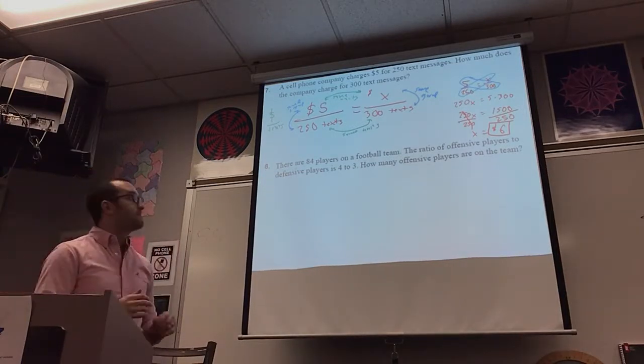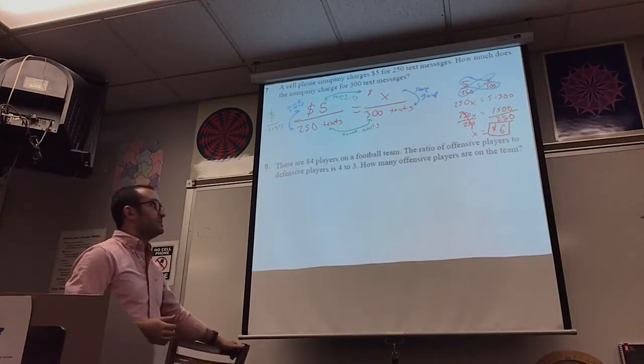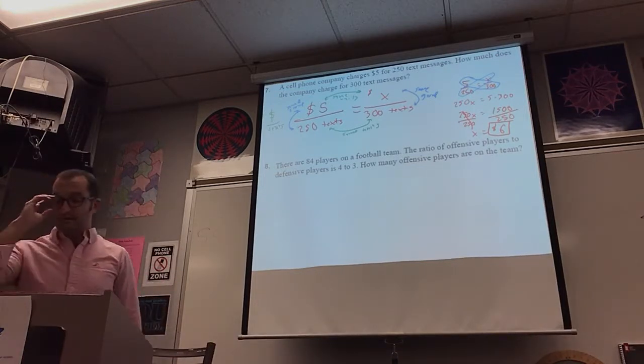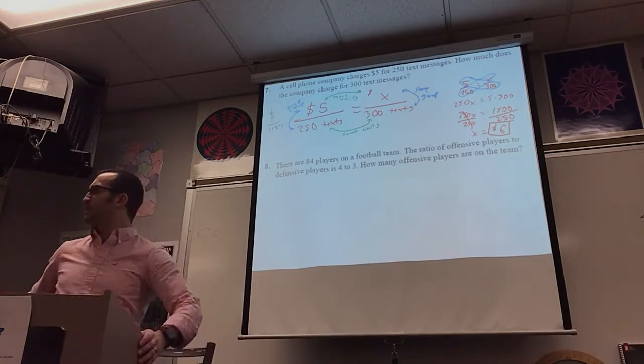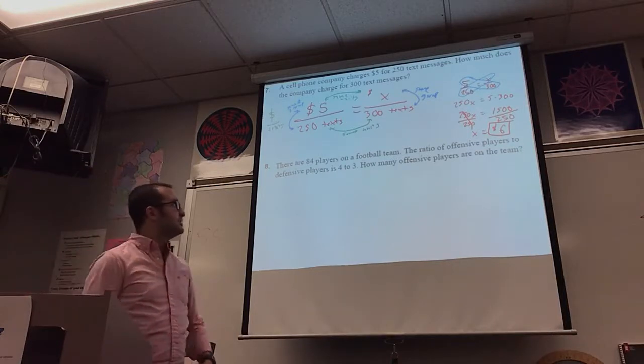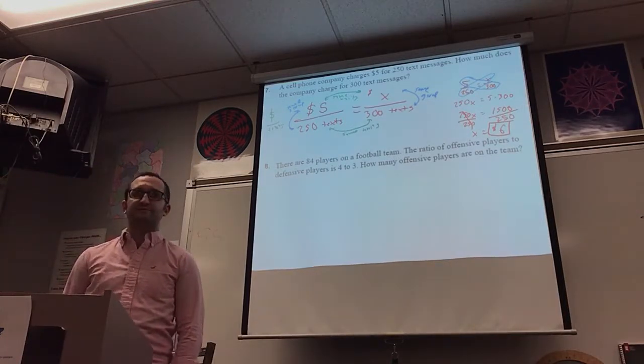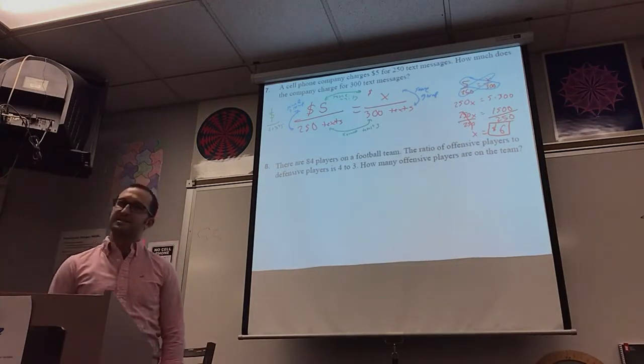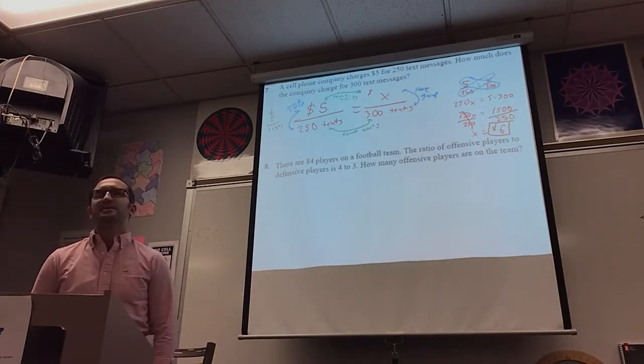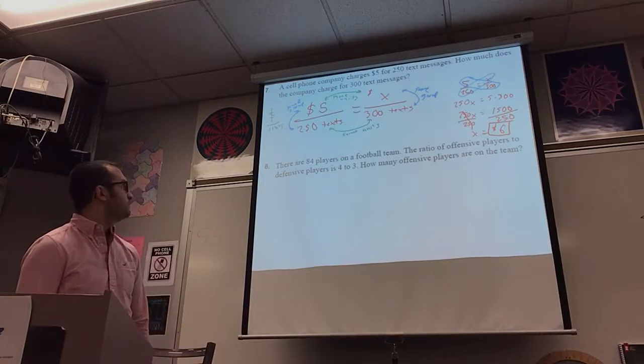Let's look at number 8. There are 84 players on a football team. That's a big team, huh? In the pros, there's 53. Okay. The ratio of offensive to defensive players is 4 to 3. How many offensive players are on the team?